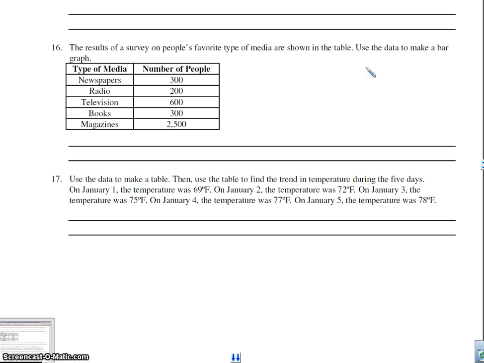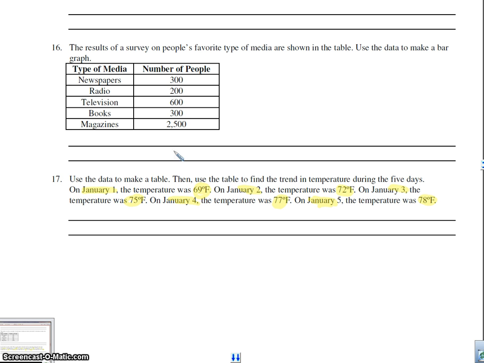All right, number 17, use the data to make a table. Then use the table to find a trend in the temperature during the 5 days. So we're going to make a table. Get our highlighter out and find the important information. We've got January 1, 69. January 2, 72. That's a warm January. January 3, 75. January 4, 77. January 5, 78. Must be in Hawaii.